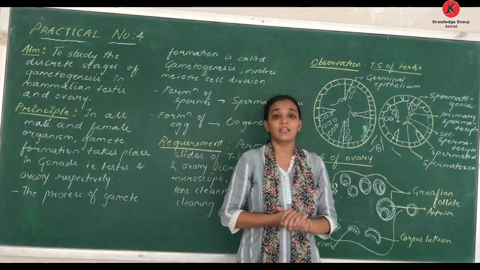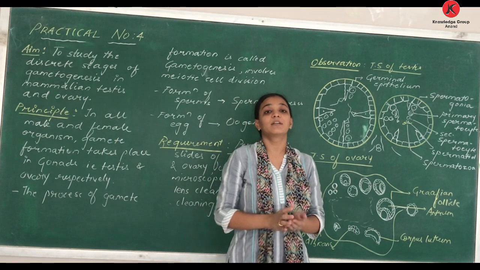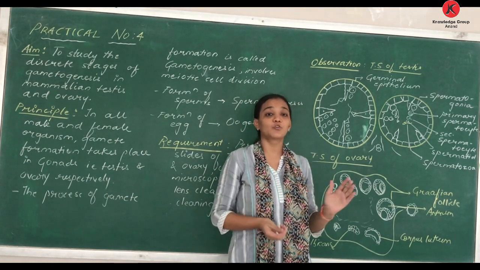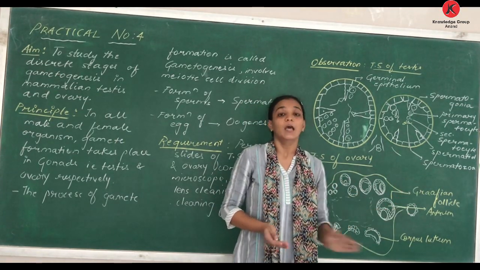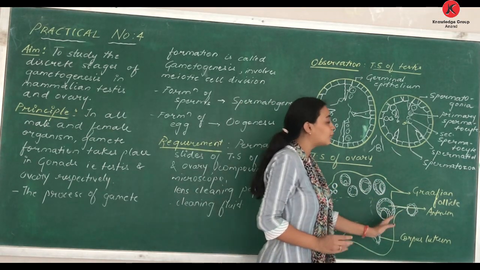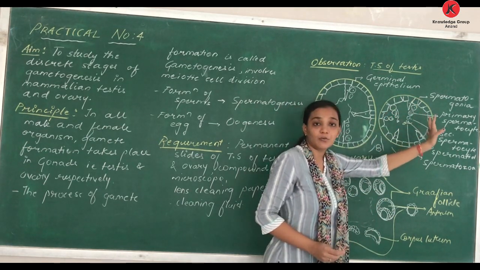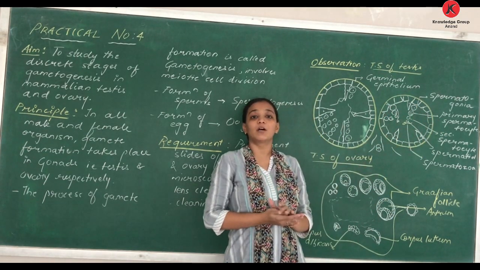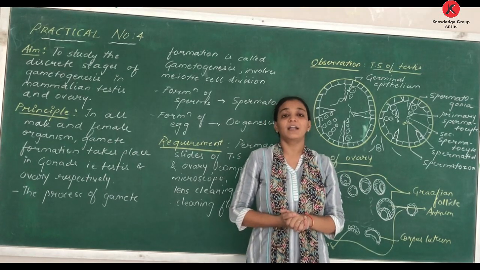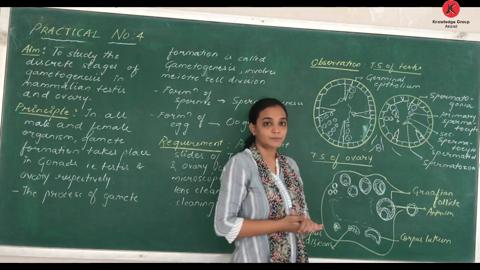I am again saying that we are observing permanent slides. So it might not be compulsory for you to observe each and every cell in it, but you can at least detect some of the stages, like you can observe Graafian follicles over here, you can observe germ cells and spermatogonia over here. So that will be observed in the microscope. So let us now see how you should observe within a microscope.